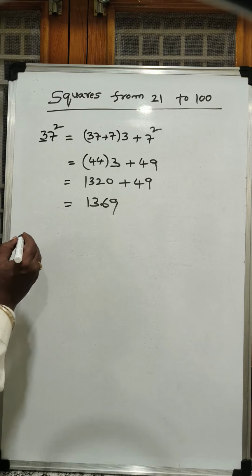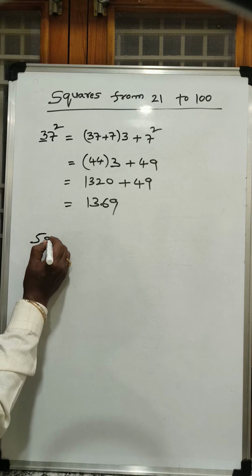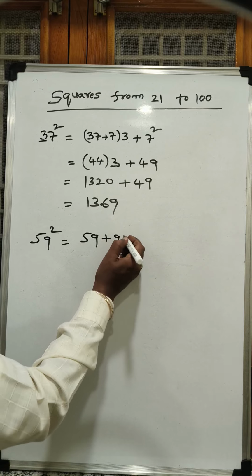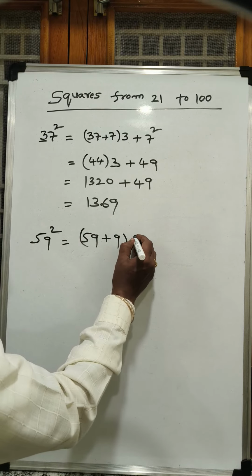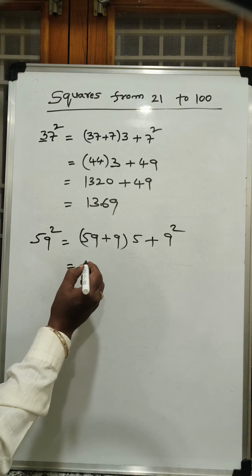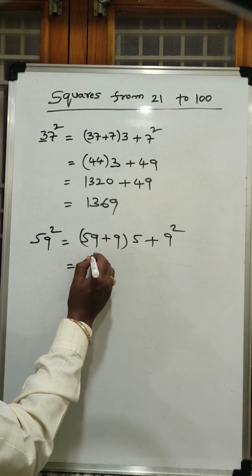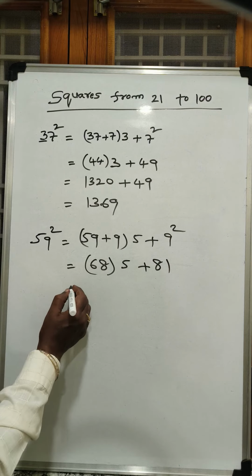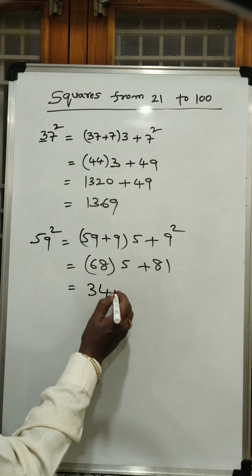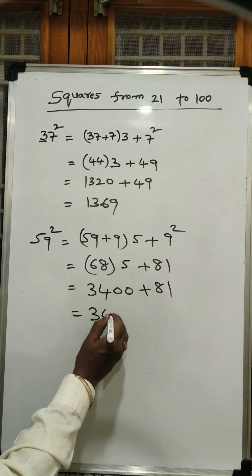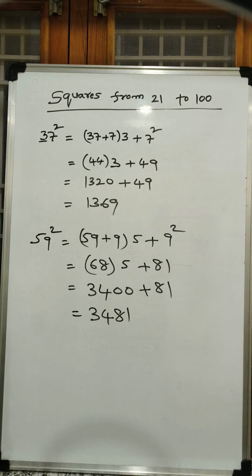Or you may take another example, 59 square. So 59 plus 9, into 5 times, plus 9 square. You see 59 plus 9 is 68, into 5, plus 9 nines are 81. Here it is 340. You put 0 and then plus 81 is equal to 3481. So like this you may write as many squares as you need.